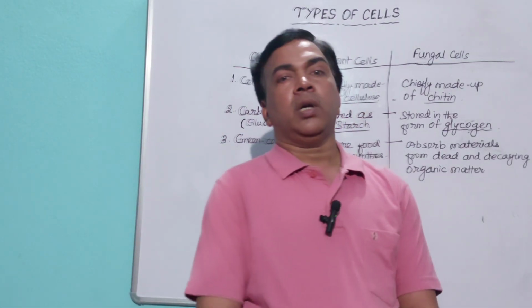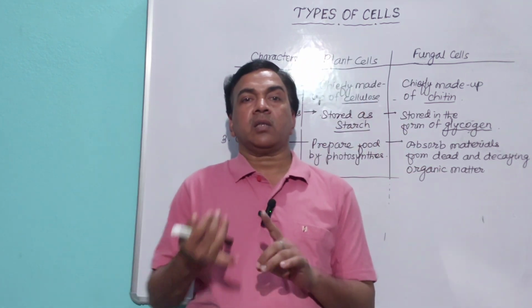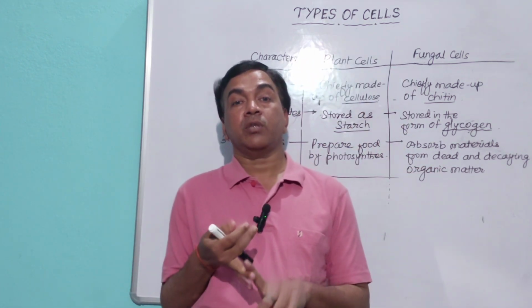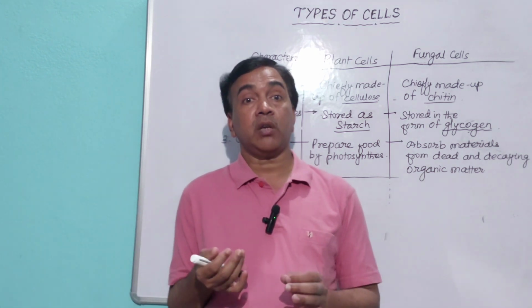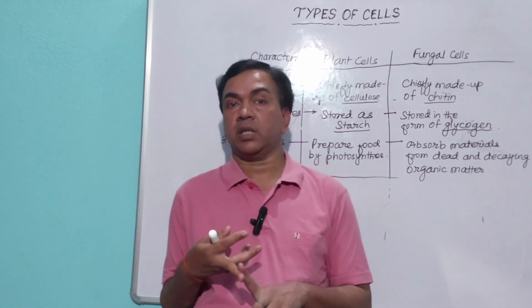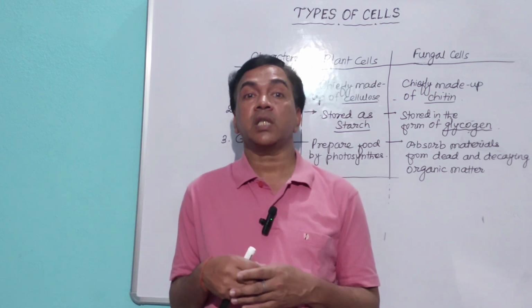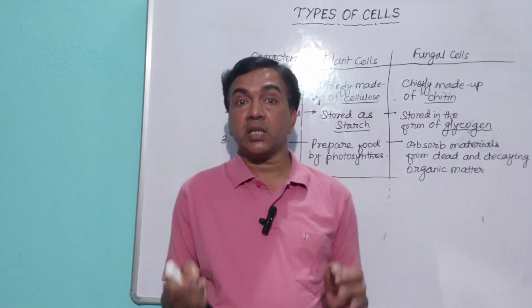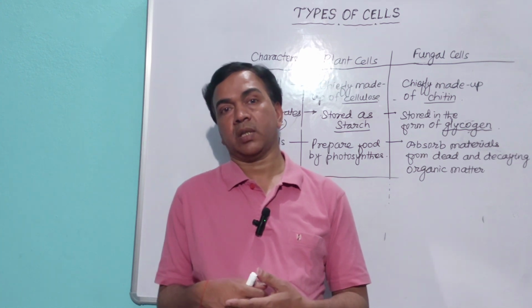In this video, I have described different types of cells, that is prokaryotic cells, mesokaryotic cells and eukaryotic cells. Types of eukaryotic cells, that is plant cell, animal cell and fungal cell. Differences between prokaryotic and eukaryotic cells. Differences between plant cells and animal cells. Differences between plant cell and fungal cell.